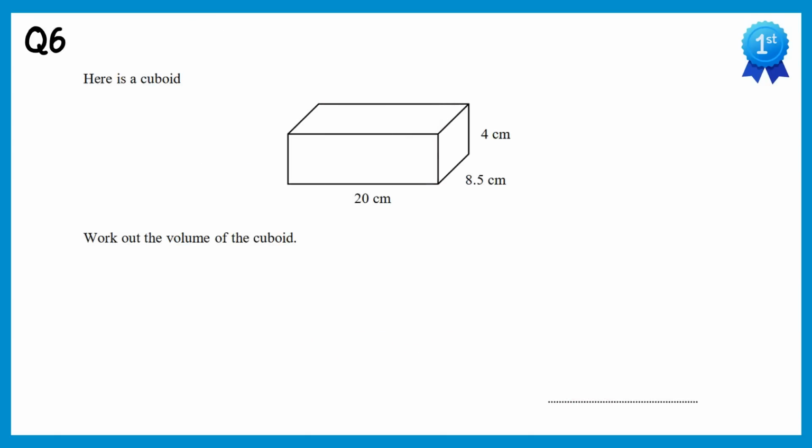For this question, we need to find the volume of the cuboid. To do this, you multiply the three lengths together. So 20 times 8.5 times 4, which gets you 680. You would also need to write down the units though. The units in this case would be centimeters cubed.